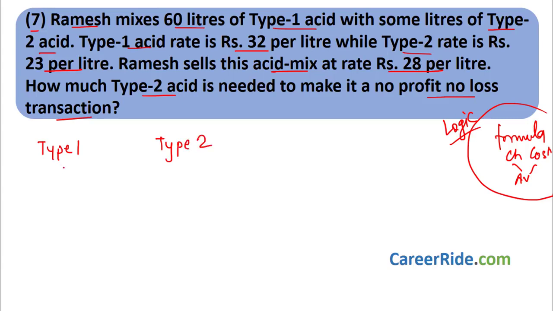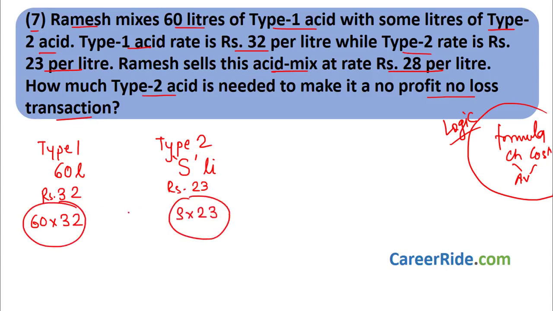How many liters of type 1? 60 liters. How many liters of type 2? We do not know. Let us assume type 2 acid is of say S liters. What is the rate of type 1? It is 32 rupees per liter. Type 2 rate is rupees 23 per liter. How much is the total cost? 60 into 32, plus S into 23. This is for type 1 cost, this is type 2 cost. This is the total cost which Ramesh incurs.